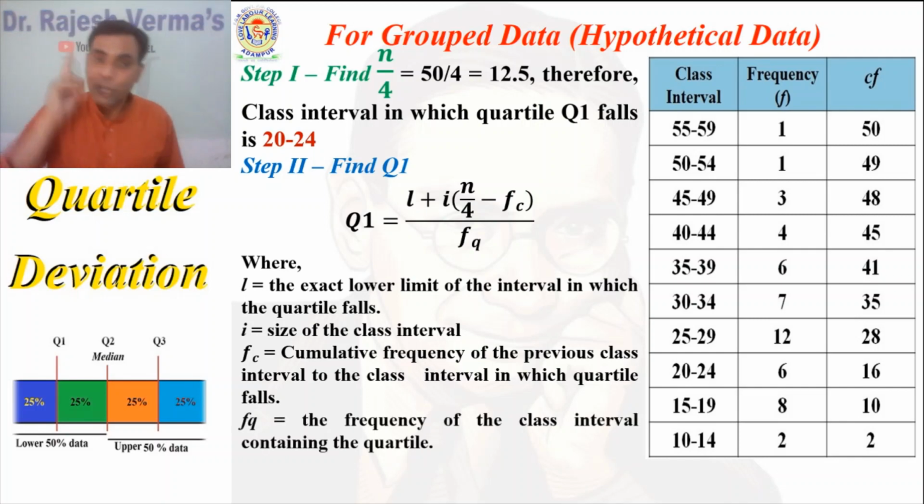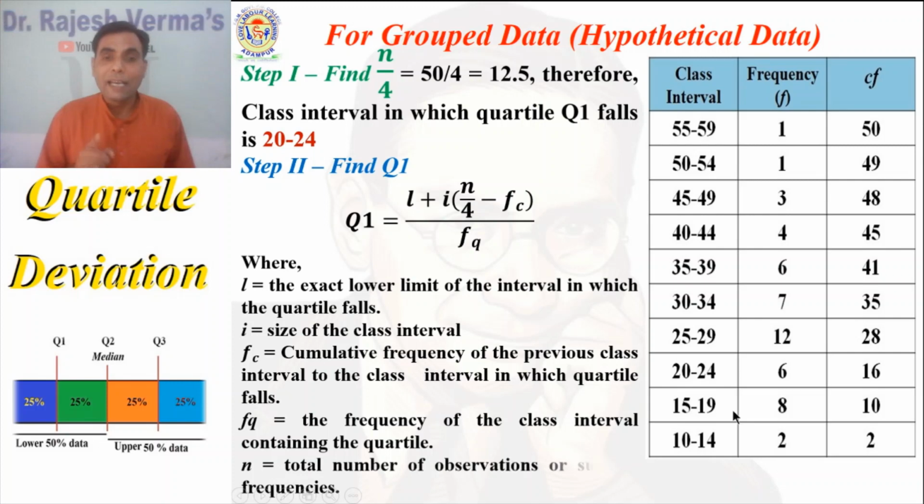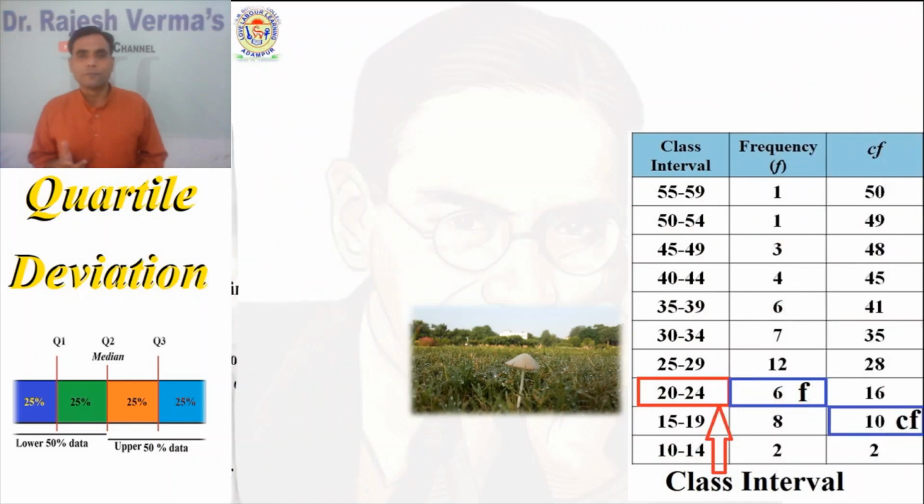Then what is fq? fq means the frequency of the class interval containing the quartile. This time it is 6. I'm not talking about the cumulative frequency this time; this is the frequency of the class interval that contains the quartile. And n is the total number, or the sum of frequencies, that is 50. Now you can easily substitute your values in this formula. I'll show you that also.